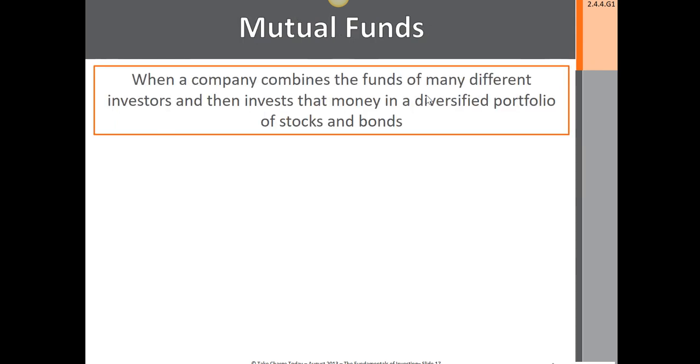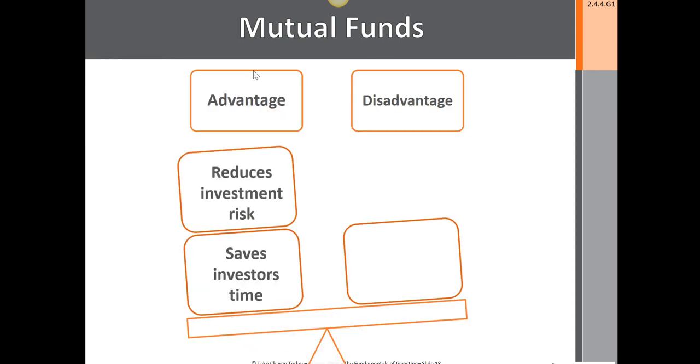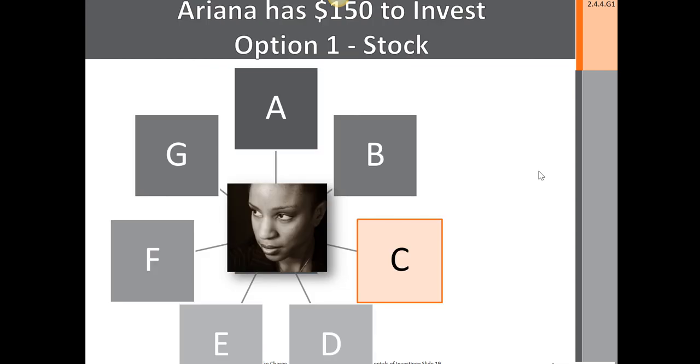Mutual funds. This is when a company combines the funds of many different investors and puts it into a diversified portfolio. So if you invest in a mutual fund, you can invest in one of these four things or all four of these things at the same time, with the potential to get each of these different types of returns back. Your advantage on a mutual fund is it reduces investment risk because you're not just investing in a stock, you're investing in maybe a stock and also real estate. It saves you time as an investor because it's going into all things, so you don't really have to pick and choose. There is a disadvantage. Mutual fund investors that help you with this charge a lot of fees. So that's really your disadvantage. That, and sometimes the rate of return can be lower depending on which one you invest in.